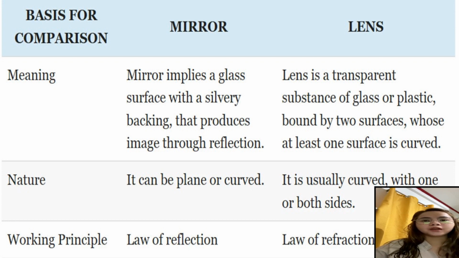A lens is a transparent substance of glass or plastic bound by two surfaces, of which at least one surface is curved. And the mirror can be plane or curved, while the lens is usually curved. The mirror's working principle is the law of reflection, while the lens is the law of refraction. We will elaborate on it further through the following slides that I'm going to discuss.